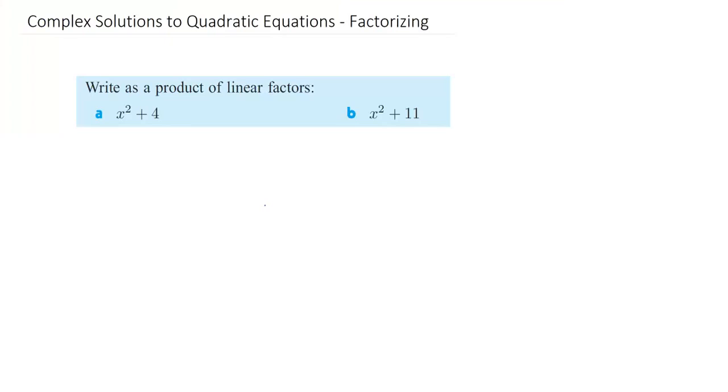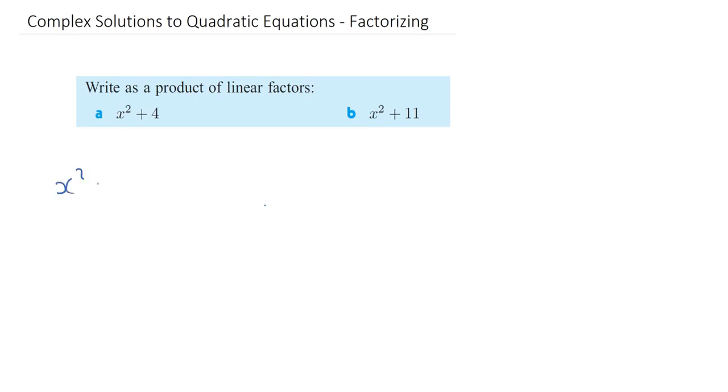Okay, so in this video, we're going to take a look at how to solve quadratic equations that don't have real solutions, but this time we're going to do it by factorizing. Before we get into that, though, let's just make sure we can do some factorizing. These first examples use the difference of two squares.